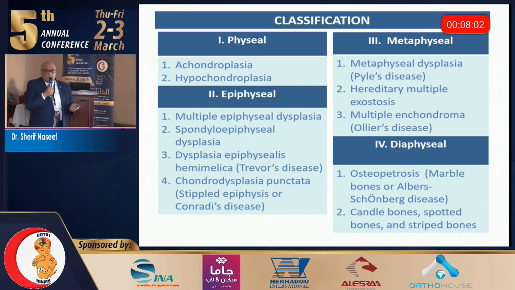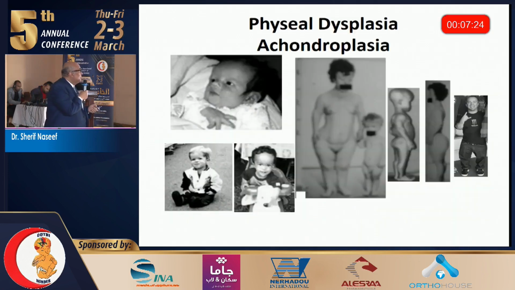affection, or dysplasia punctata. The metaphysis is either metaphyseal dysplasia per se, unique metaphyseal dysplasia, or affection of the metaphysis close to the physis, which is hereditary multiple exostosis, or affection of the metaphysis close to the diaphysis, which is multiple enchondromatosis. In diaphyseal dysplasia, as we said, the problem is in the diaphysis, either diffuse thickening of bone or osteopetrosis, or localized thickening of bone. Now we are going to pass through all these kinds of dysplasia in short.